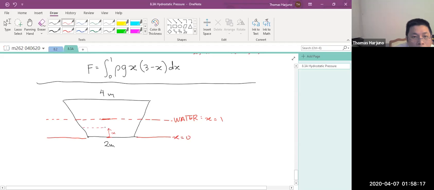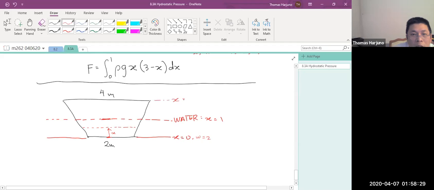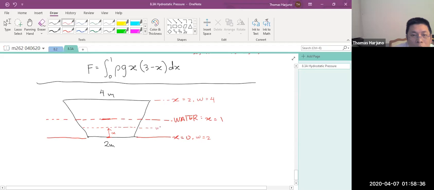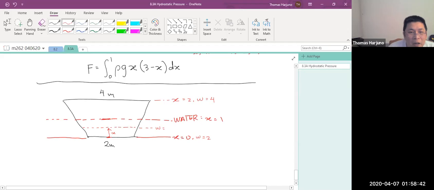What will the width be? When x equals 0, what is the width? 2. How about the one here, when x equals 2, what is the width? 4. So at the level x, what is the width?